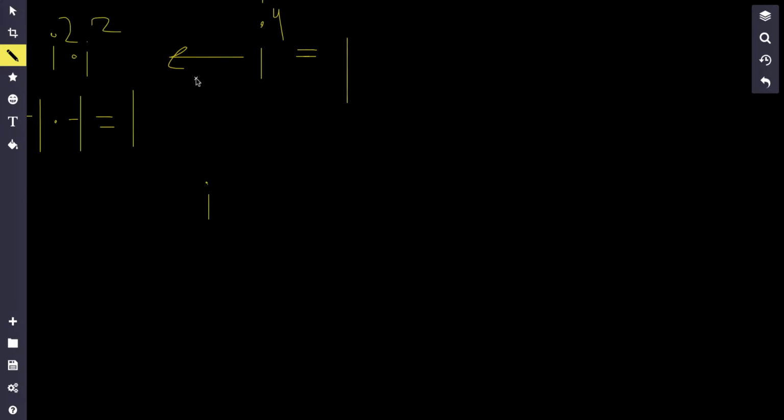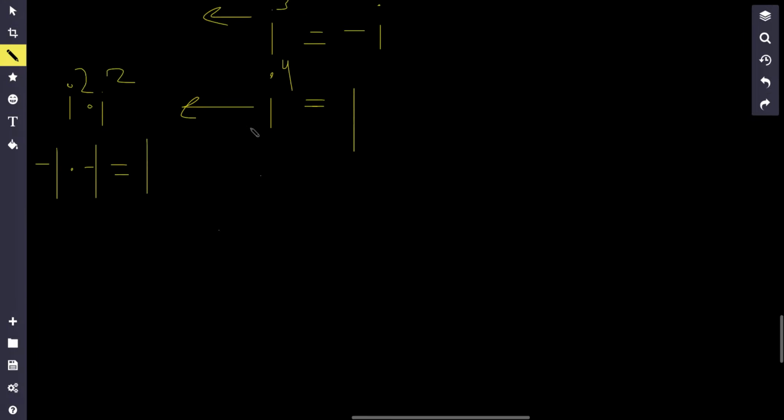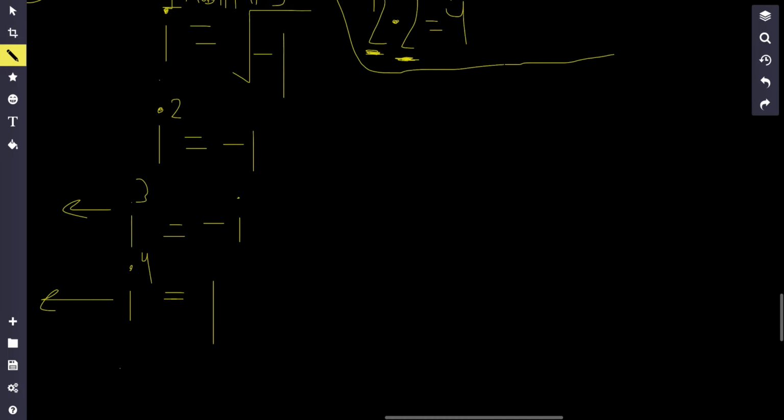Now let's say I'm trying to find out what i to the 57th power is. How can I do this? Your first step will be finding the largest multiple of 4 in 57. What I'm trying to find is the largest multiple of 4 that goes into 57.